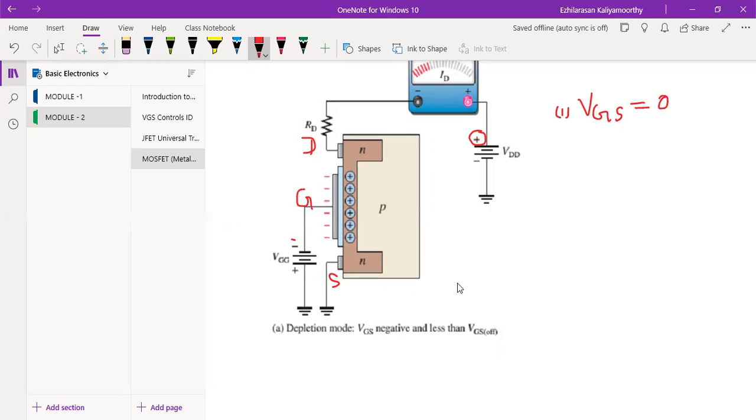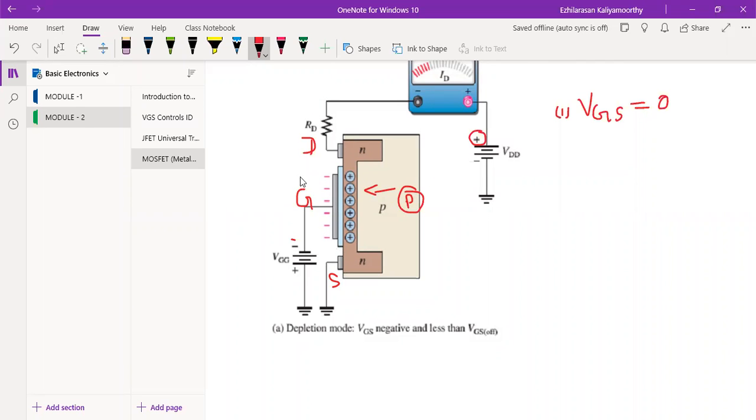Which is the minority carrier here? The majority carriers of this are in the P substrate, right? In the P substrate, the majority carriers are holes and the minority carriers are electrons. So those electrons will move upward in this way, will be attracted and settle near the SiO2 layer.